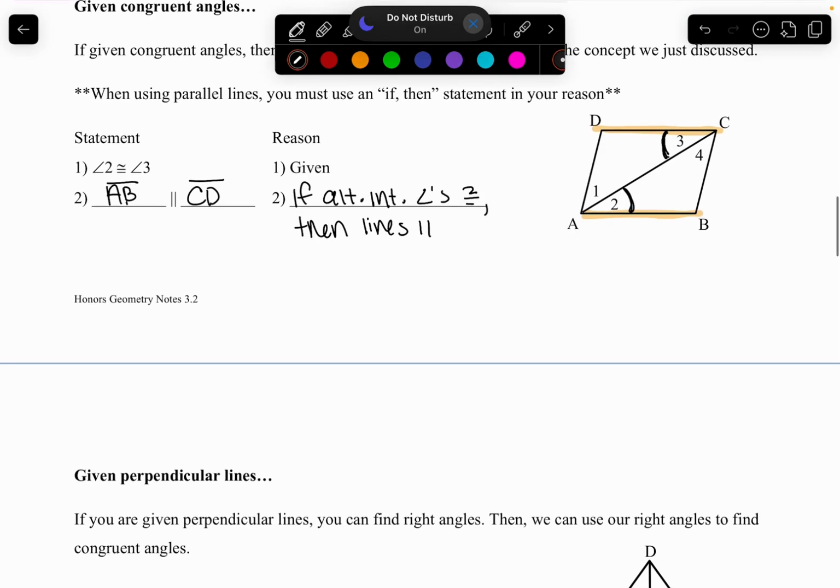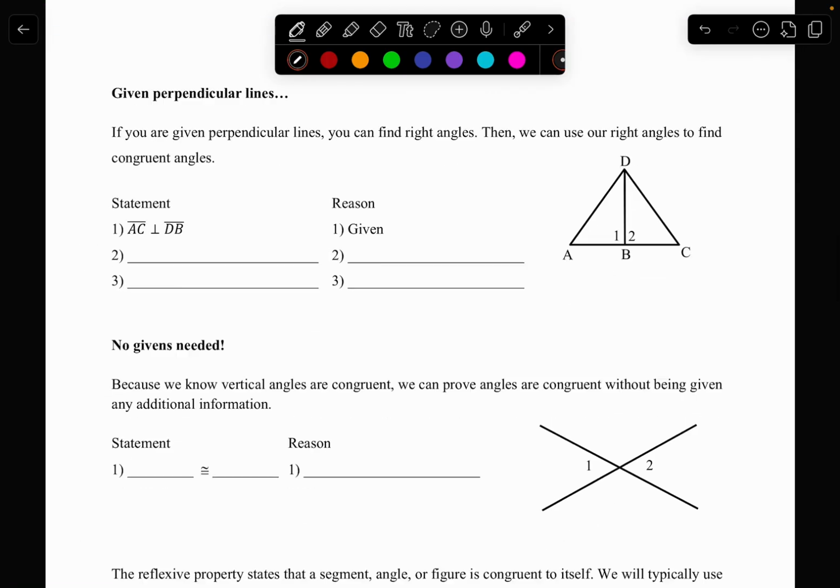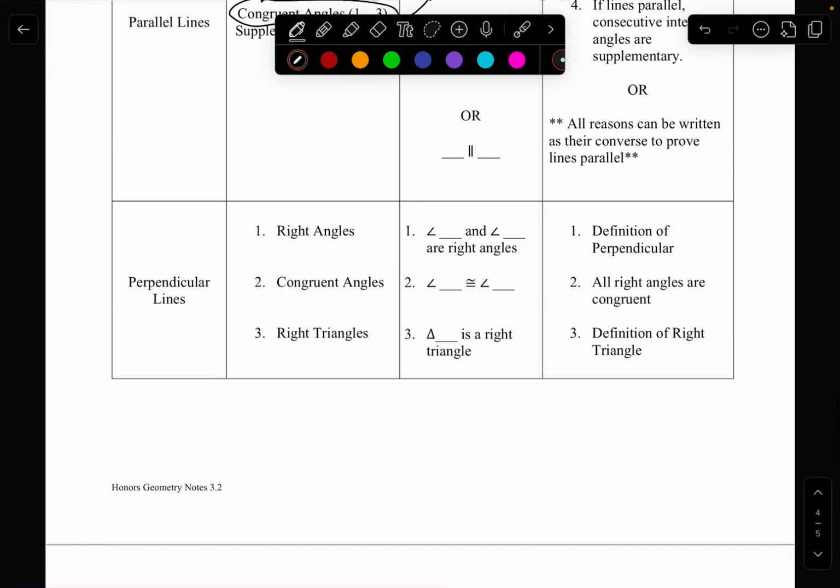Okay. Use that blueprint. Given perpendicular lines, this one's going to be the hardest, okay? Because there's a whole bunch of things that can happen. This is one of the last things that we talk about, but I do think it's important for you to get a brief introduction of perpendicular lines. So we're just going to throw ourselves in there. But again, don't panic. If you're given perpendicular lines, right here, they tell you what you're given, okay?